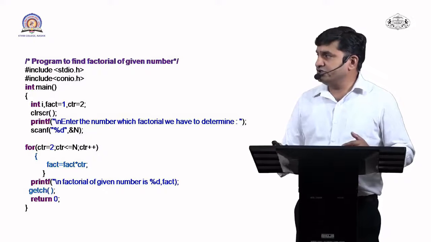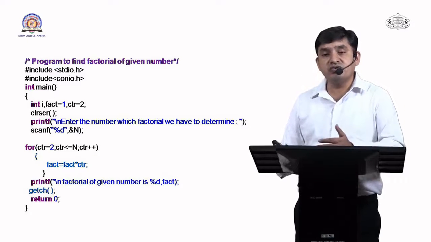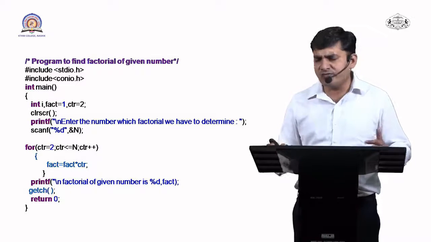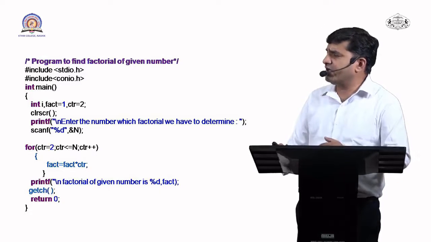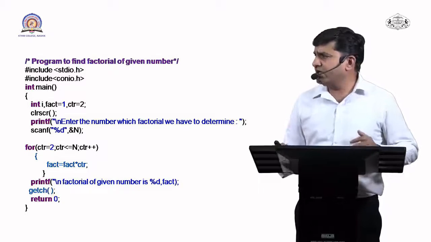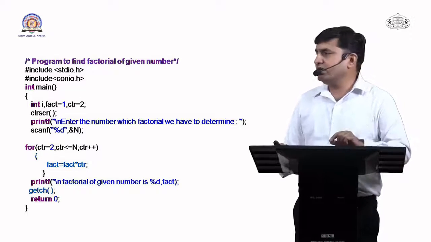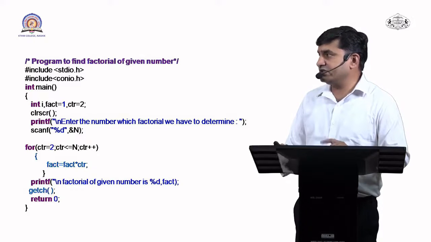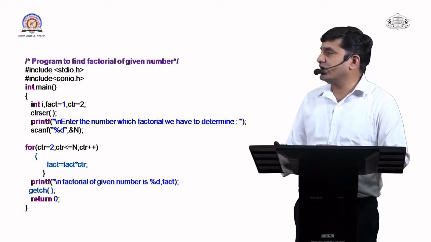Then int main. Here main is used to execute the code. The body of the program is in a pair of curly brackets. This is the opening curly bracket. After the opening curly bracket, we have to initialize the integers. i is an integer. fact is equal to 1, which is an integer. counter is equal to 2. This is also an integer.